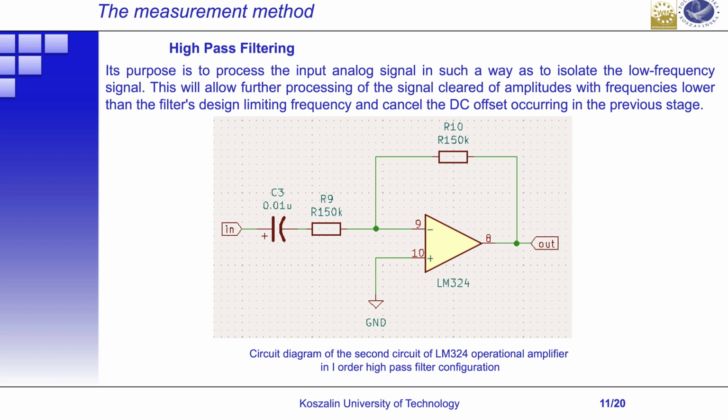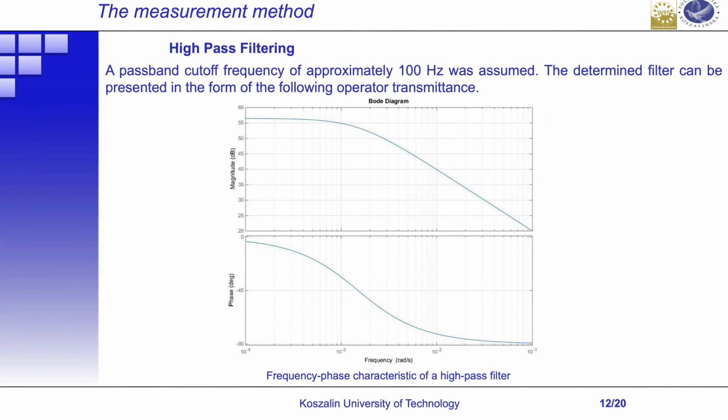For this purpose, another of the LM324 amplifier subcircuits used during preamplification was used. A passband cutoff frequency of approximately 100 Hz was assumed. It was decided to use a 10 nF capacitor, which was the basis for determining the resistor value, which was 150 kΩ. The determined filter can be presented in the form of the following operator transmittance. Using it, the phase frequency characteristic of the designed filter was made.